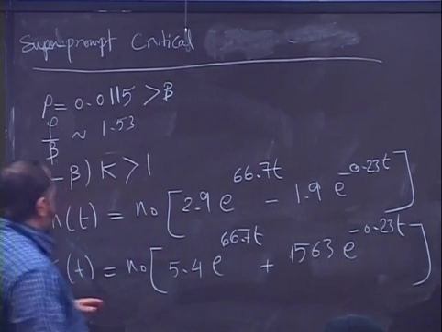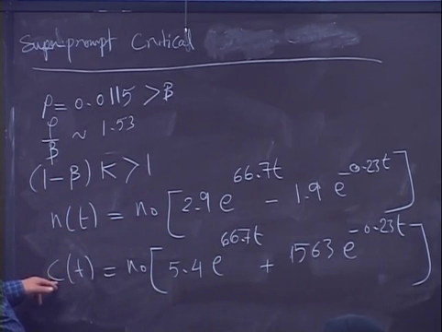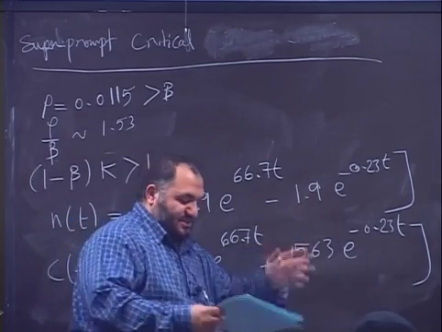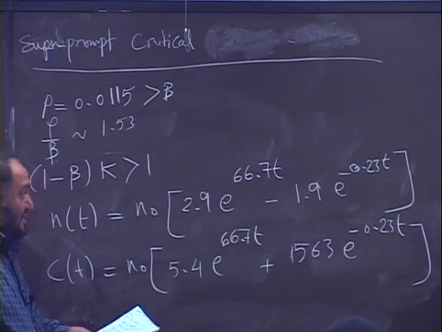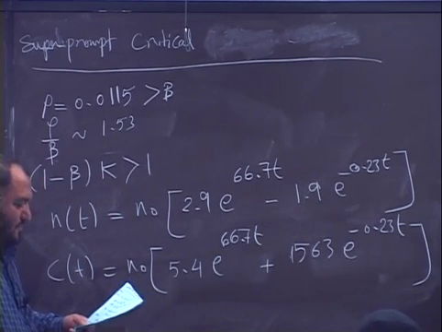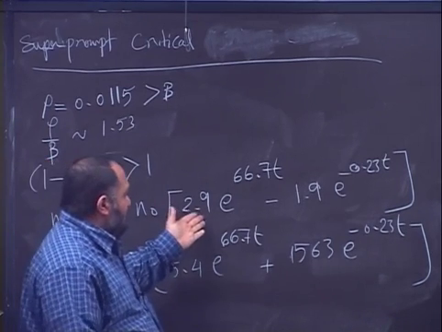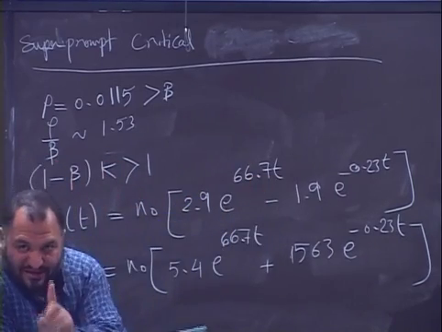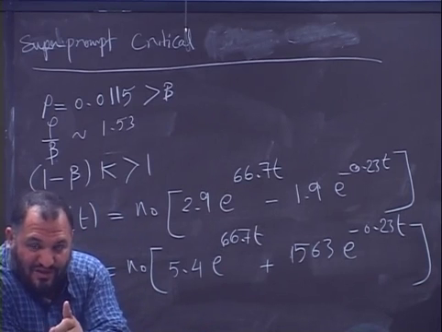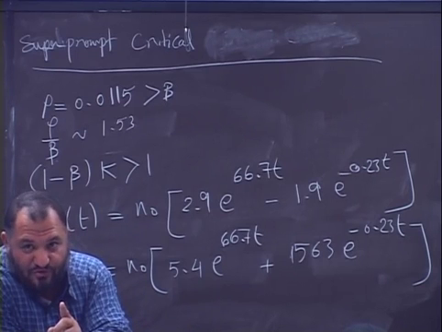Again, if you calculate at t equal to 0, this will give you n naught. If you calculate at t equal to 0, this will give you c naught. And again, c naught is the same, 1563 or 1568 or whatever. But now, if we look at t greater than 0, and you substitute with 1 second, this will give you e to the power of 66.7, which is 10 to the power of 28.